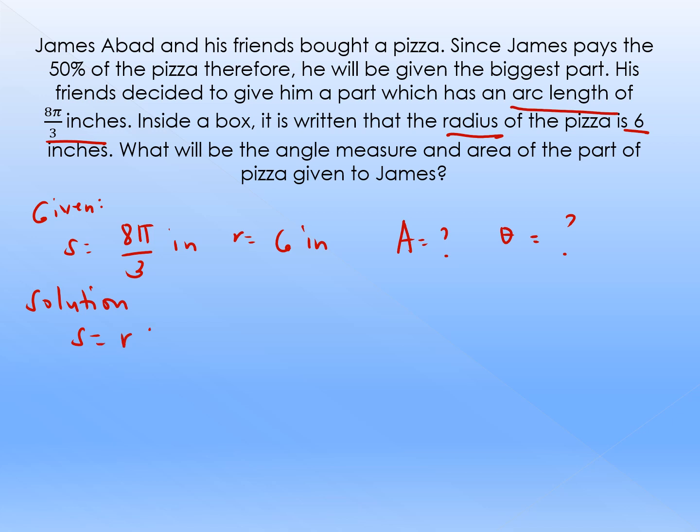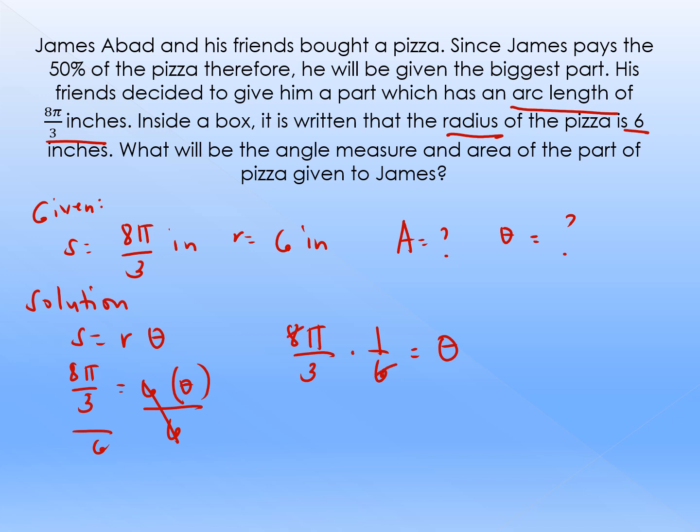Let's have S is equal to R theta. Let us substitute. Instead of writing S, we're going to write 8 pi over 3 equals, instead of writing R, we're going to write 6 times theta. So to find theta, we need to divide both sides by 6. So we need to divide 8 pi over 3 by 6. So we need to get the reciprocal of 6 and multiply that by the numerator, which is 8 pi over 3. So that's 1 over 6, which is equal to theta.